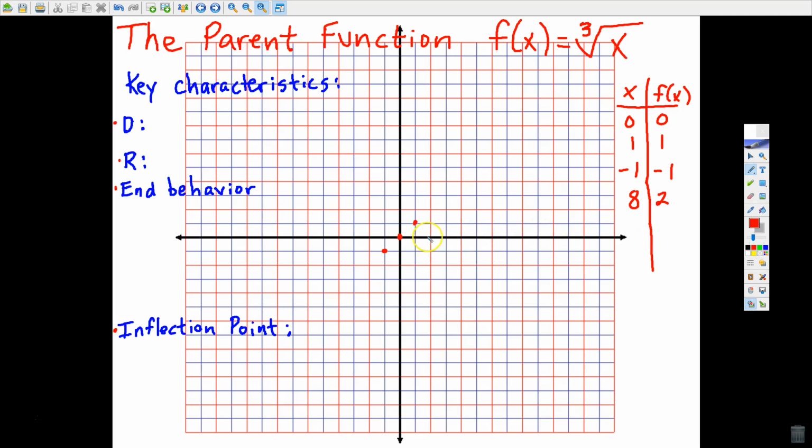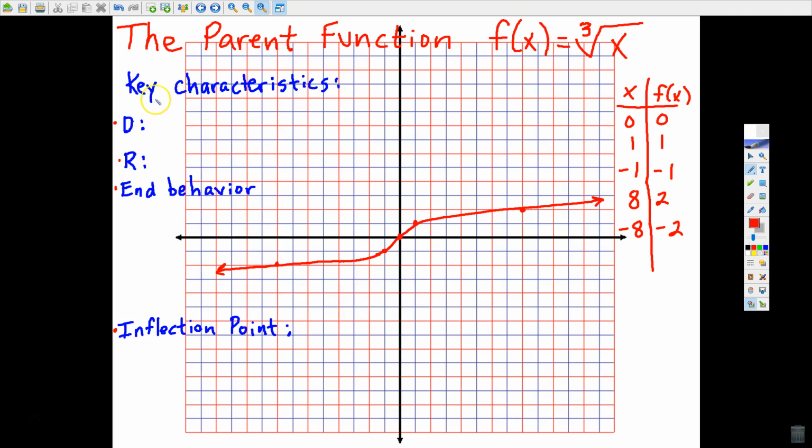So 8, 2 is on our graph, 2, 4, 6, 8, up 2, and that means negative 8, negative 2 is also on our graph, 2, 4, 6, 8, down 2. And these 5 dots, much like we did yesterday with 4 points to represent the parent function, f of x is the square root of x, now we're going to use these 5 dots and we'll just draw a curve through them. And this is our parent function. F of x is the cube root of x.